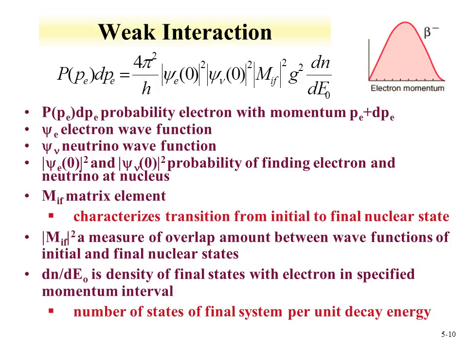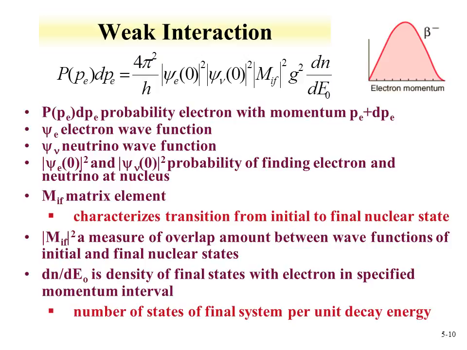Now, this weak interaction equation has a number of different components, and it fundamentally gives the probability of an electron with a given electron momentum. It gives a momentum spectrum, and we can convert this into an energy spectrum. Some of the terms involved are the electron wave function, shown here, and the neutrino wave function, shown here. If I take the square root of the absolute values, I can use this to determine the probability of finding the electron and the neutrino at the nucleus.